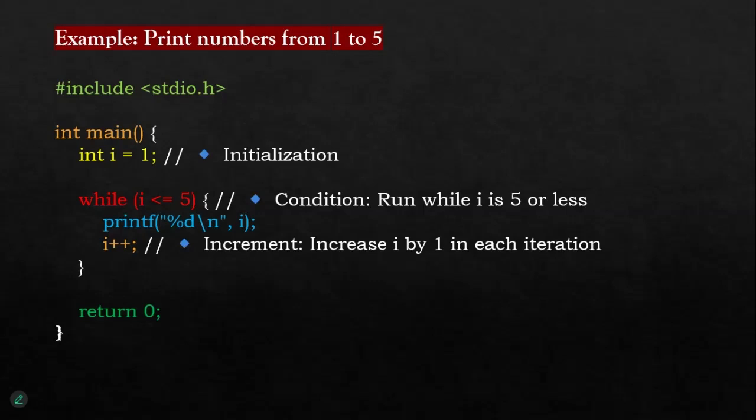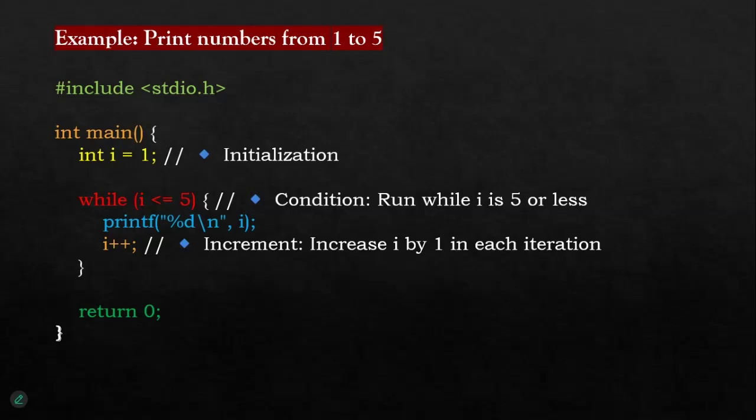So then go to the loop. While i less than or equal to 5: i is initialized as 1, so 1 less than or equal to 5, which is true. So printf percent d i will print 1. Then i plus plus means i plus 1, so 1 plus 1 is 2. Then again we go to the while loop. 2 less than or equal to 5, which is true. Then printf prints 2. After that, i plus plus, so 2 plus 1 is 3.